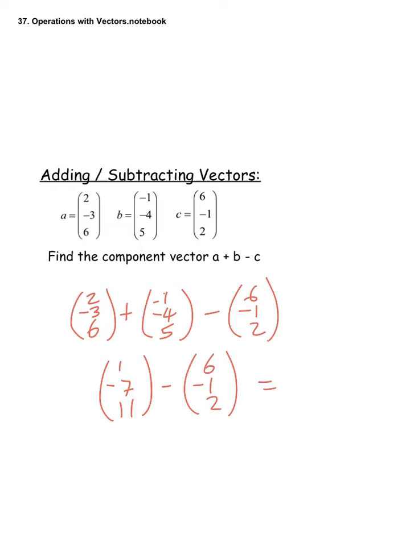Now we're going to take away each specific number from each level. So we're doing 1 take away 6, which is negative 5. We're doing negative 7 take away negative 1. We've got a take away and a negative there, so that's like a plus. We get negative 6. And 11 subtract 2 is 9. So our final answer there is (negative 5, negative 6, 9).